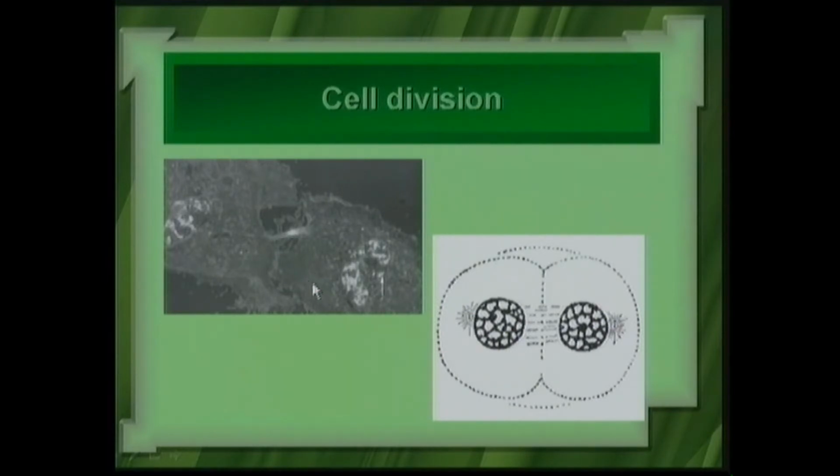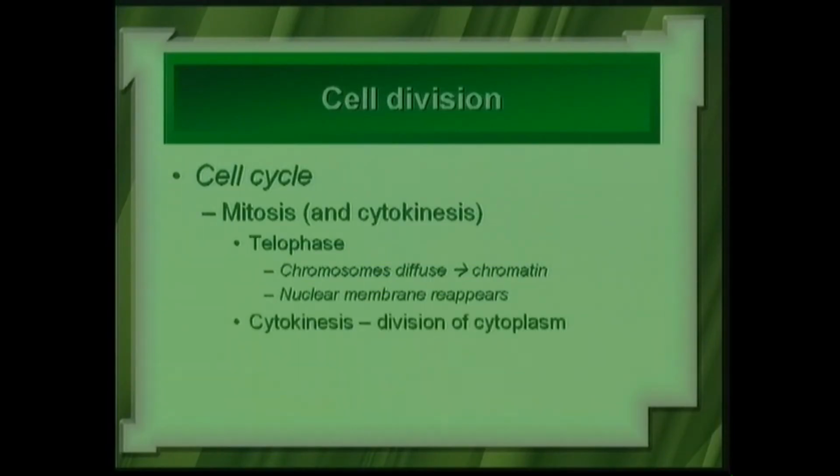Remember, up till now, prophase, metaphase, anaphase, and telophase, these four parts are parts of nuclear division, or the division of the nucleus. So during cytokinesis, you will actually have the division of the cell. In plants, cytokinesis will be the division of the cytoplasm.